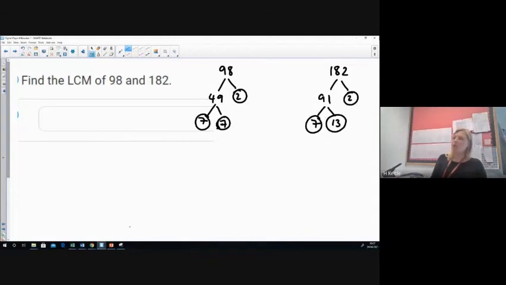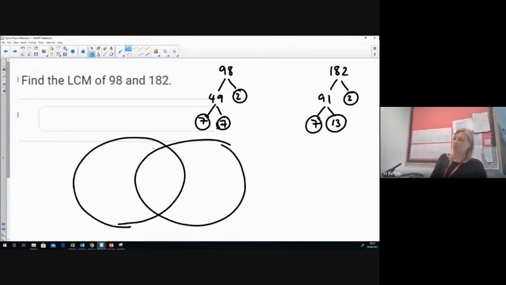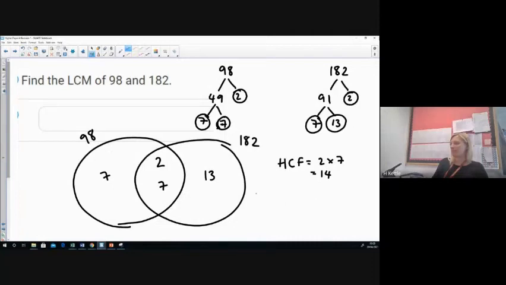And they're both prime. We then do the Venn diagram for 98 and for 182. And then we know what's in common goes in the middle. So they've both got 2 and they've both got 7. The 98 has a 7 left over and the 182 has a 13 left over. If I want the highest common factor, the biggest number that fits into both, I would do 2 times 7. All the numbers in the middle times together, which is 14.